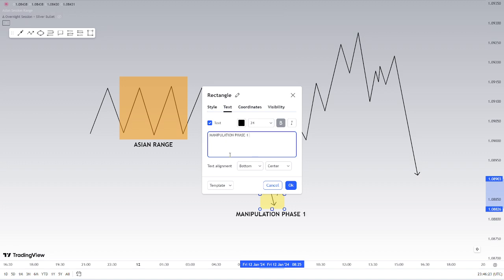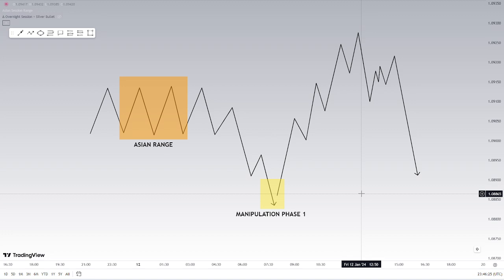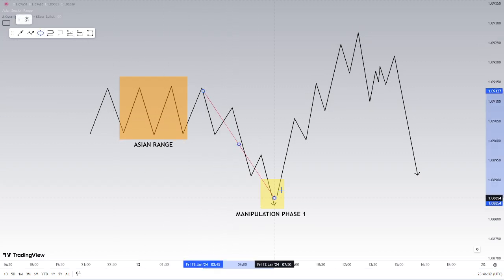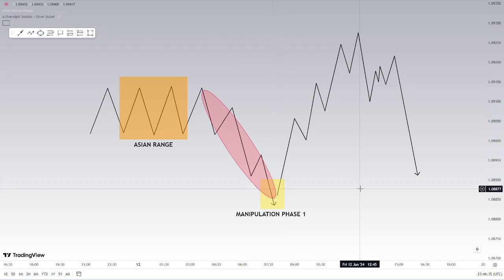Manipulation phase 1. Now, what do you think the purpose of this is? The purpose of this is to entice early sellers into the market. So we see a rush of uninformed, impatient traders getting involved in the market. This is classic interbank price delivery algorithm manipulations and timing taking place in the market, right?